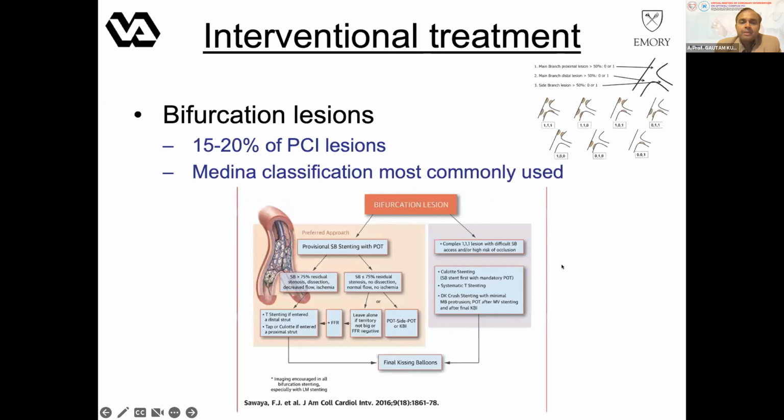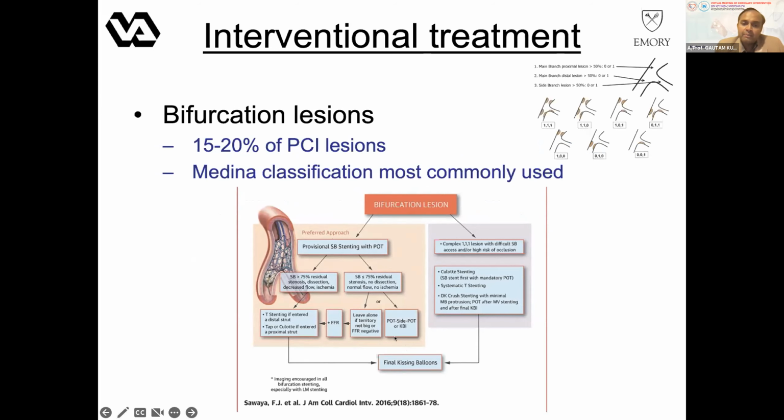in these patients. Bifurcation lesions are about 15 to 20% of all PCI lesions. The Medina classification is most commonly used. In general, if you don't have disease that extends beyond 5 millimeters past the side branch, probably the preferred approach is provisional side branch stenting with POT. Now, if you have significant disease that is going past the side branch in a 1-1-1 pattern, typically then you may need to consider other alternatives.